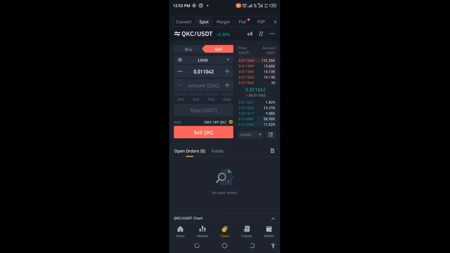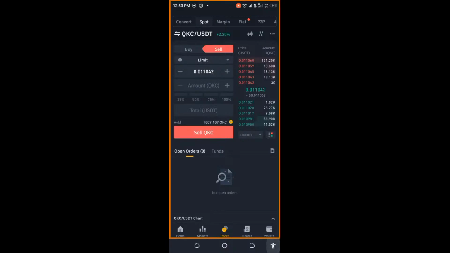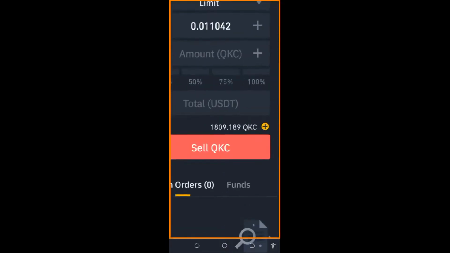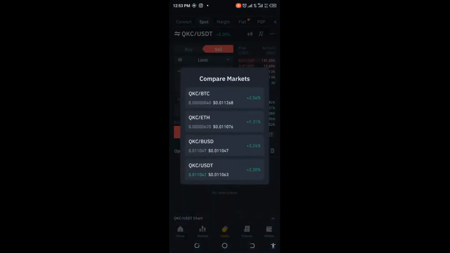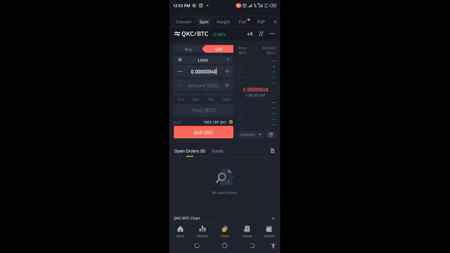So what do we have here? Of course, they have to take their own charges. We saw 1811, but their charges was about 2 QKC that had to go. So fine, let's go ahead and go straight to sell this to BTC. We're still good.